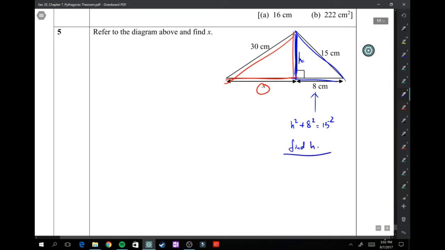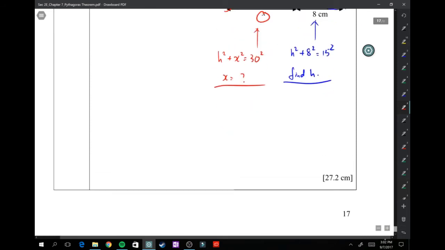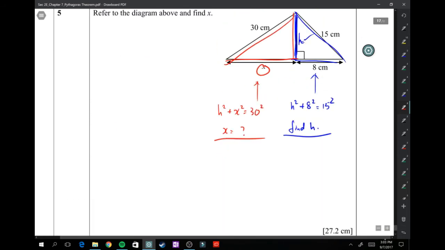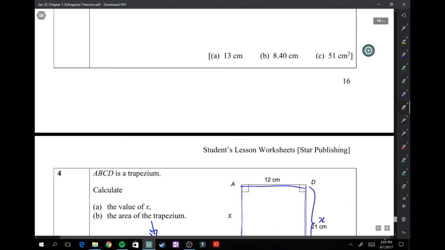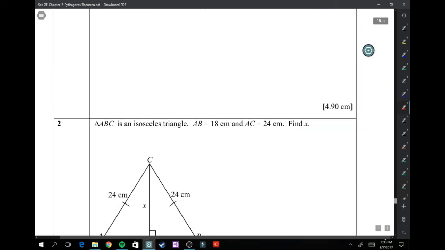If we are able to find h, then we can go on to this, and we say that h squared plus x squared equals 30 squared. So x equals to, yeah, okay, and that's it. The answer is here, so please double check. Please self mark, and then you can pass your homework to me.